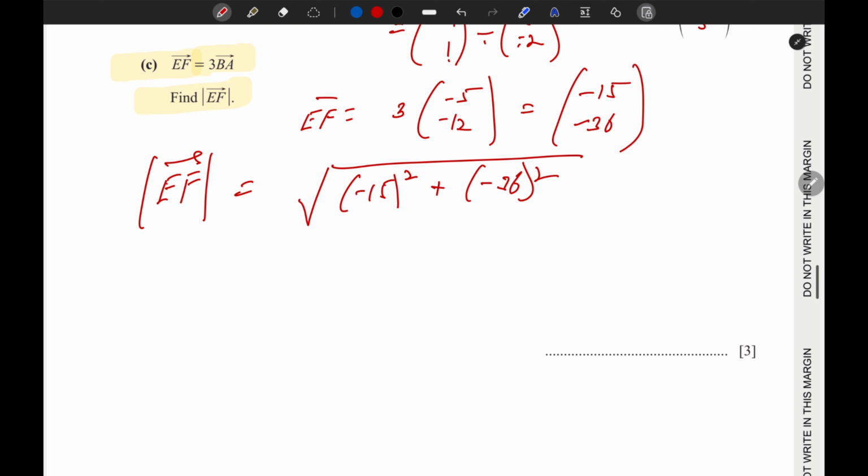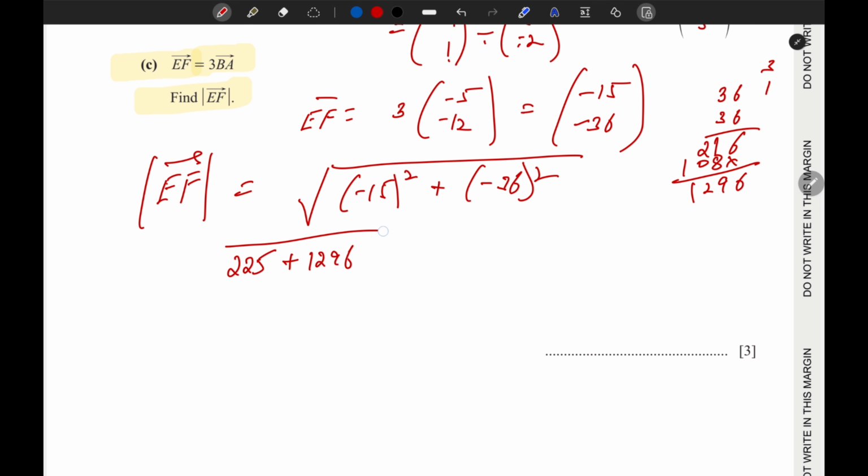Now actually we have to solve this. We know that 15 square is 225. For 36 square we can find 36 times 36. So 6 6s are 36, 6 carry over 3, 3 6s are 18, 18 plus 3 is 21. Make a cross, 3 6s are 18, carry over 1, 9 10. So this is 1296. So this is 225 plus 1296 under root.